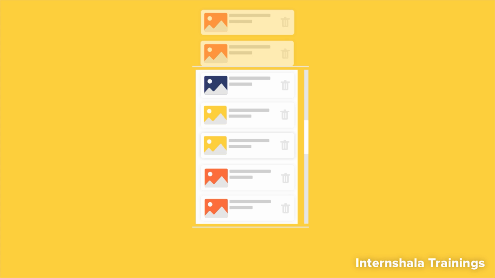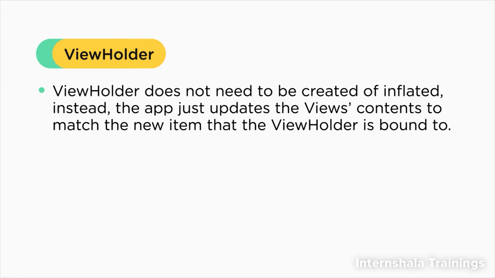Now let's look at some points about the view holder from a coding point of view. When we come to writing the code for view holders, we must know that view holders do not need to be created or inflated. Instead, the app just updates the view's contents to match the new item that the view holder is bound to. We will understand this better when we get to the coding part.